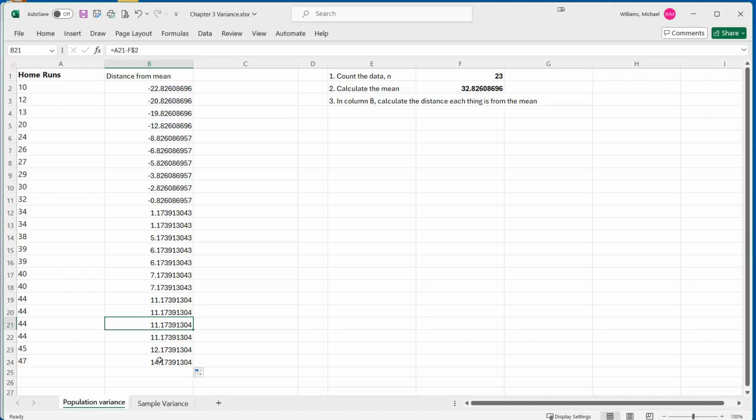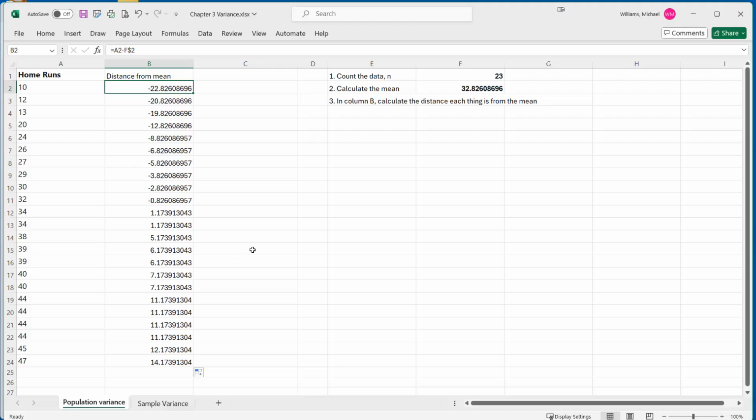But now we see, his best season, he was 14 home runs above his average. His worst season, he was 22 below. So his worst was much worse than his best. Anyway, we've calculated the distance from the mean.